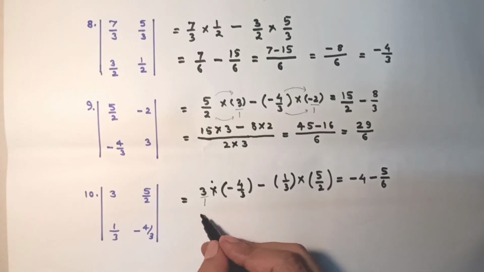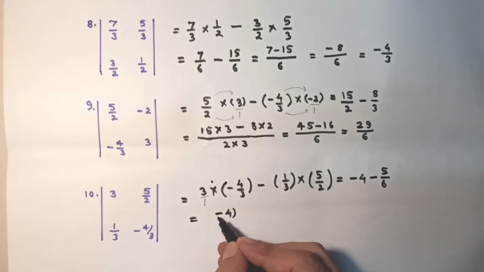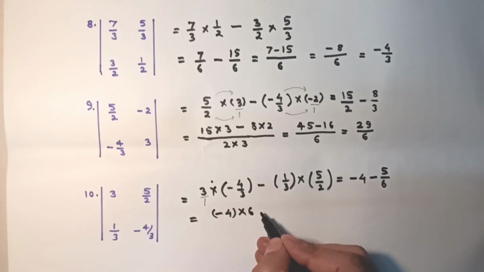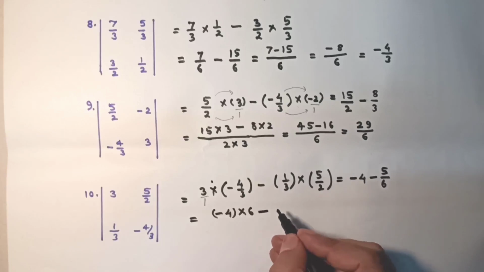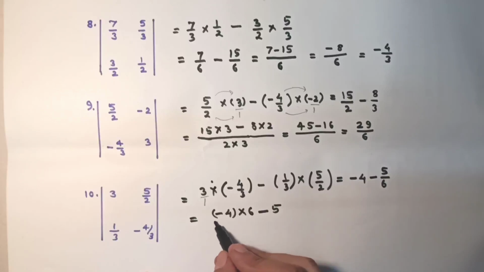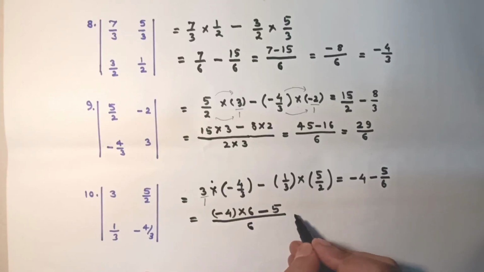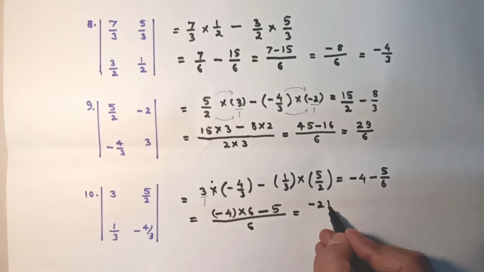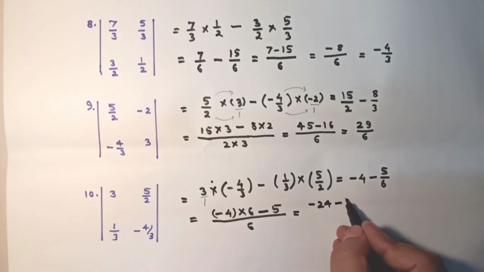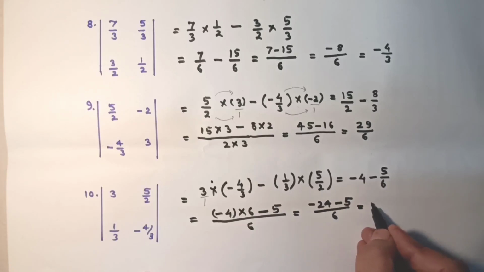Now same way, this minus 4 into 6 minus 5 total upon 6, which will give you minus 24 minus 5 and this upon 6, and your answer will be minus 29 upon 6. So your value will be minus 29 upon 6, which is your answer.